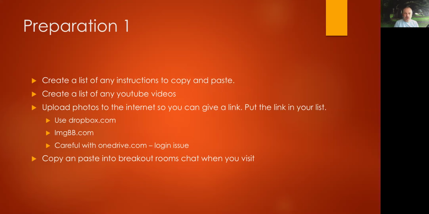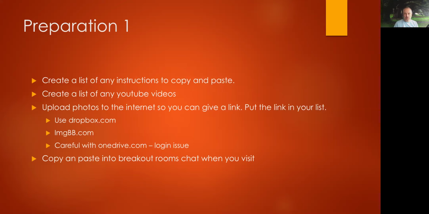So the first version, I would create either a Word document or a notebook on your computer that has all the instructions, so you can cut and paste those into the chat windows as and when you need to. Same with any YouTube videos that you're going to run. If you have images that you want them to see in the breakout room, you need to give them a link so they can click on it and find it. So you'll need to put those photos somewhere.